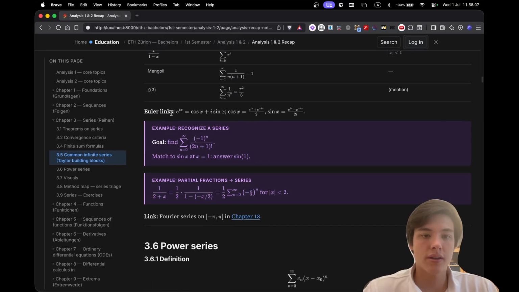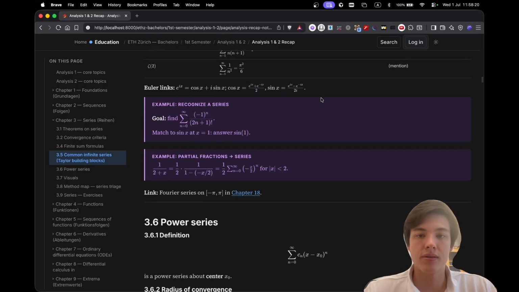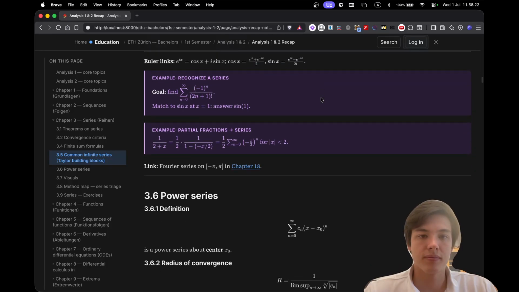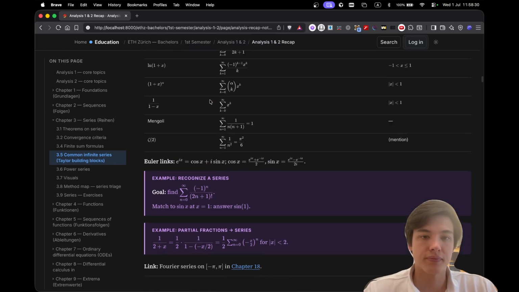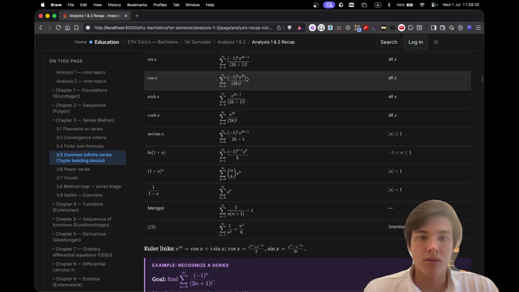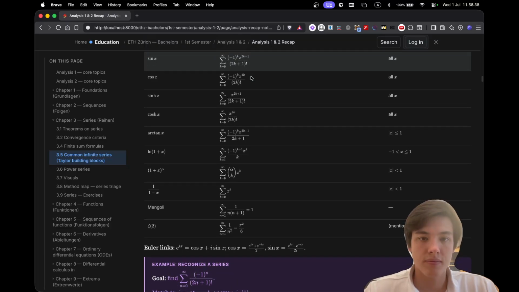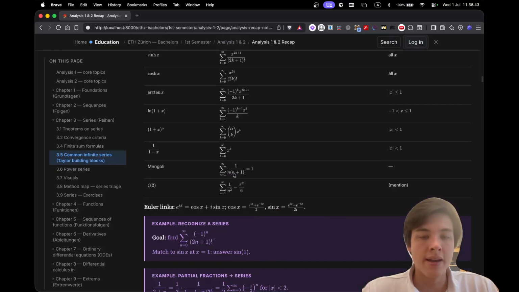Some Euler link. It's also nice to know e to the power of ix is cosine x plus i sine x. Sometimes this is used. Recognize a series. So add 2k minus 1, right, to the power of n. So you know sine of 1.